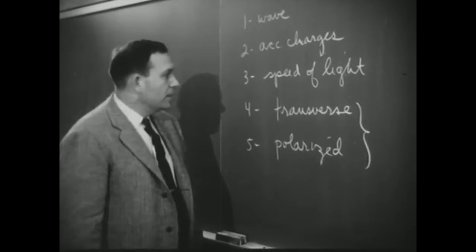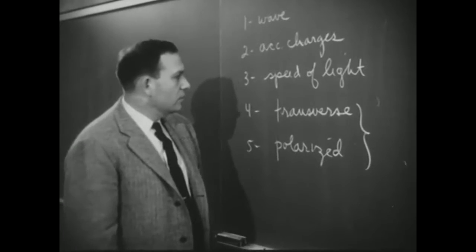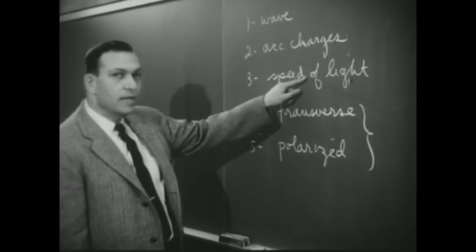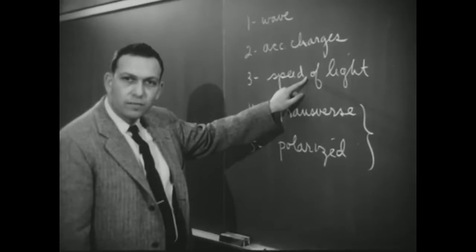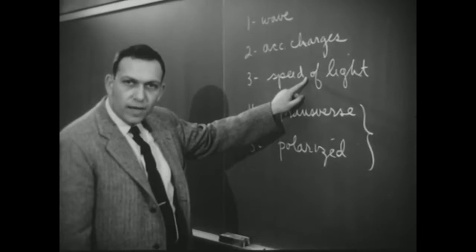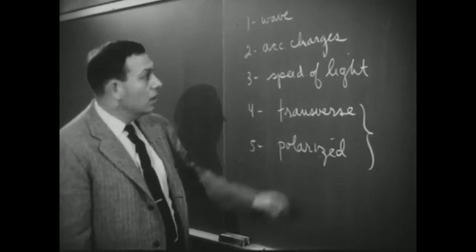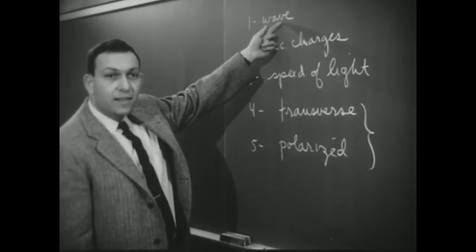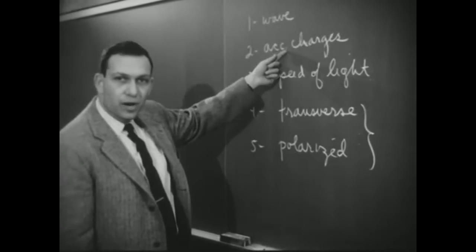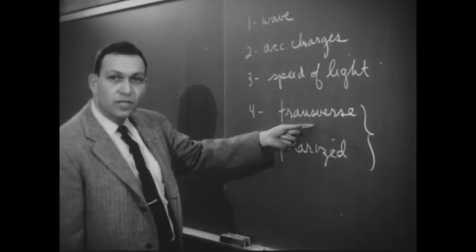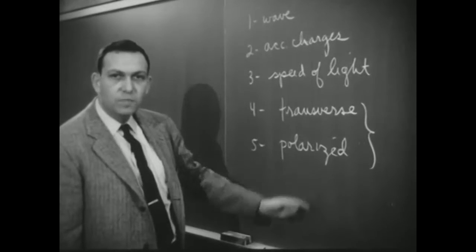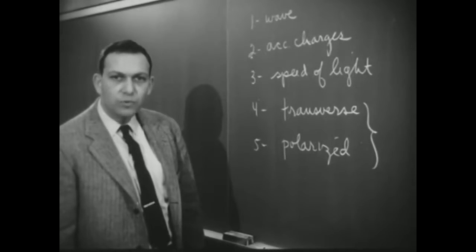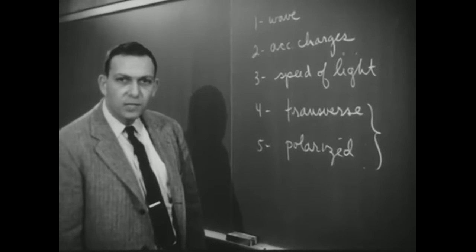Now, some of these properties can be determined fairly directly. For example, we can easily measure the speed with which the waves travel. We've done this for you already with visible light. Other properties, such as the wave nature, the fact that these waves arise from accelerated charges, and that they are transverse and can be polarized, must be inferred a little more indirectly by doing experiments whose results depend upon these properties.